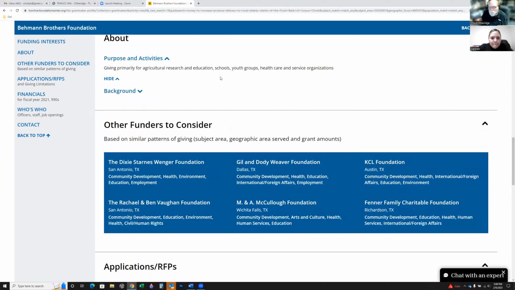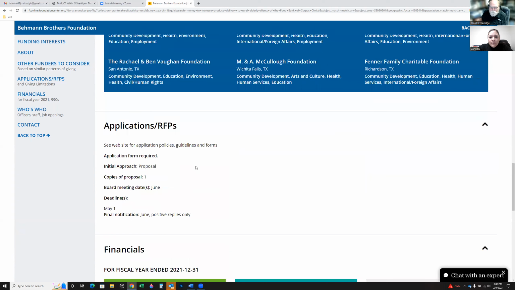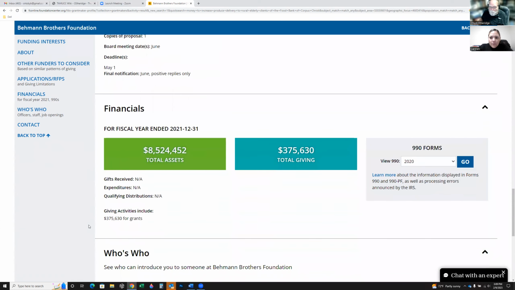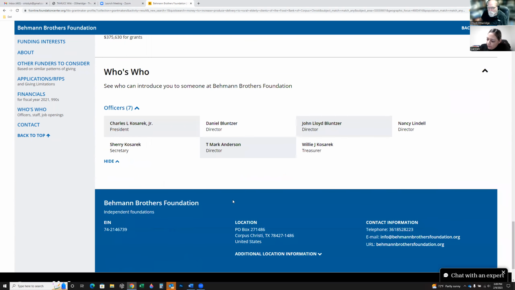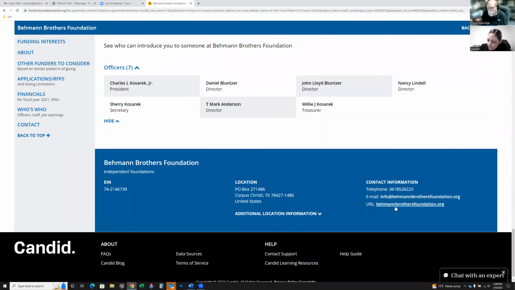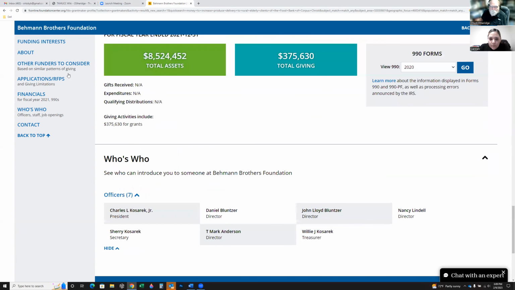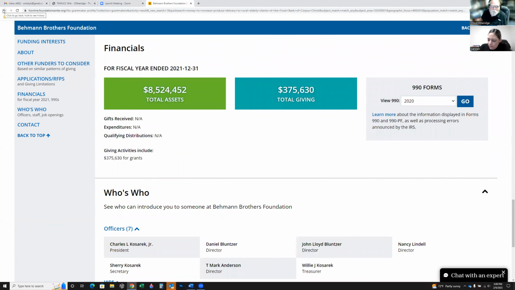Agricultural research and education, schools, youth groups, healthcare, and service organizations. So we're a service organization. There's an application form required, copies of proposals, board meeting dates in June, deadline May the 1st. So I think it's a pretty good possibility. I'm going to write down Beeman. And they have a website you can get on there. It does have a form, so you could look at that as a possibility.